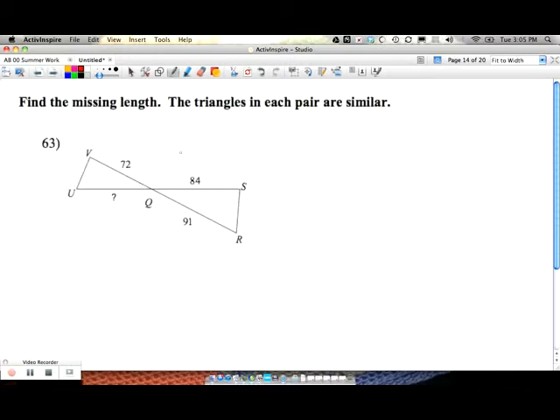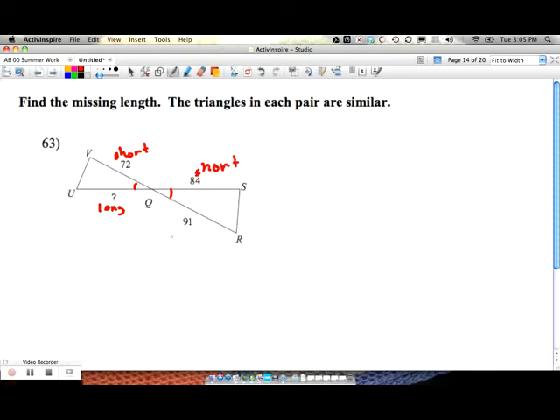There we go. That finds the missing piece. Find the missing length. The triangles in each pair are similar. All right, so we know that this and this are congruent. Now when you look at these sides, it's difficult to tell, but I can tell by looking that the question mark is long and the 72 side is short.